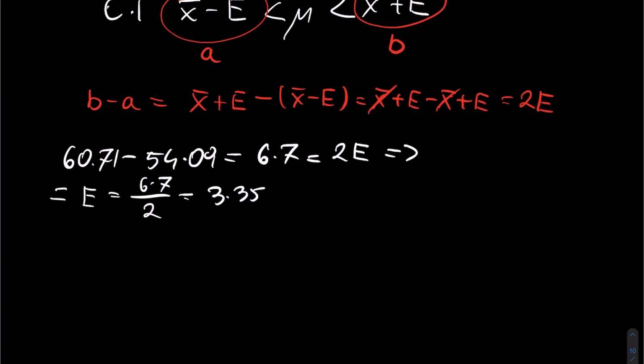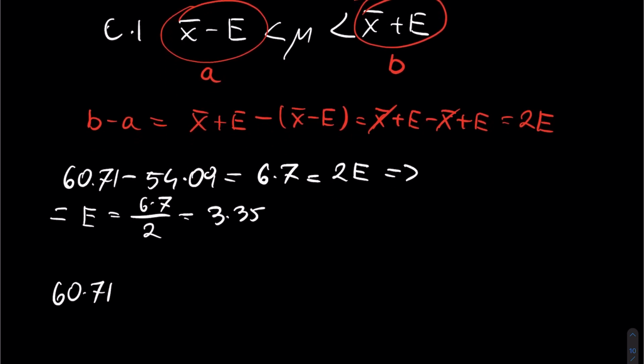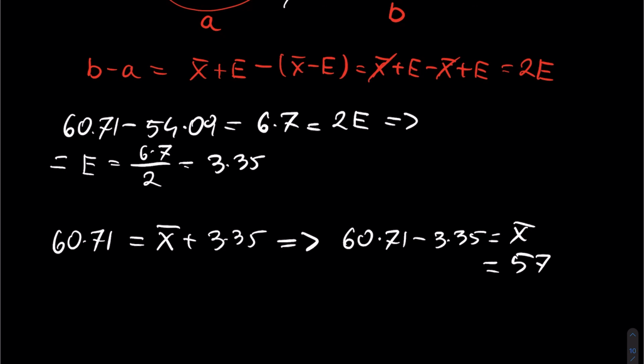And then I know that the upper endpoint 60.71 is the same as x bar plus 3.35, the sample mean plus the margin of error. So that leads me to think that 60.71 minus 3.35 is the same as the value of the sample mean. And that value is 57.36. So that's the value of the sample mean.